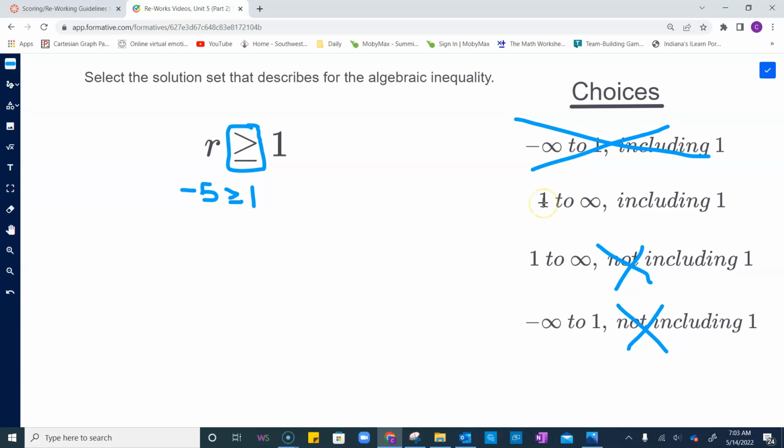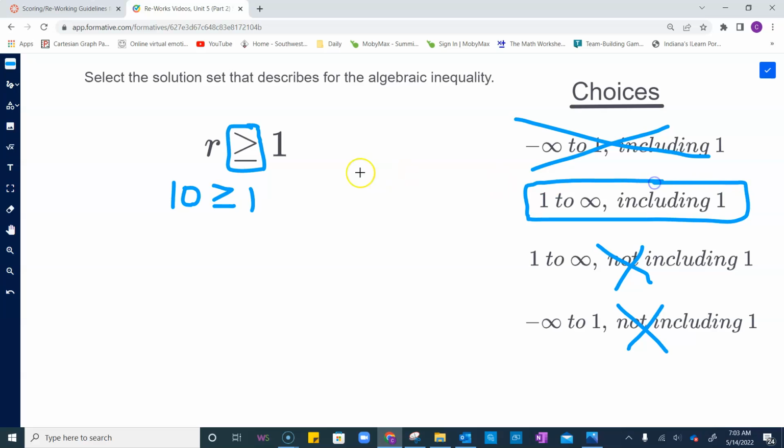All right, if we start at 1 and go up to positive infinity, well, those are numbers that are going to be to the right of 1. Pick a number to the right of 1, say 10. Is 10 greater than or equal to 1? And it is. That's to the right of 1. So it starts at 1 and goes to all the positive numbers, 1 and above. So it would be this one right here.